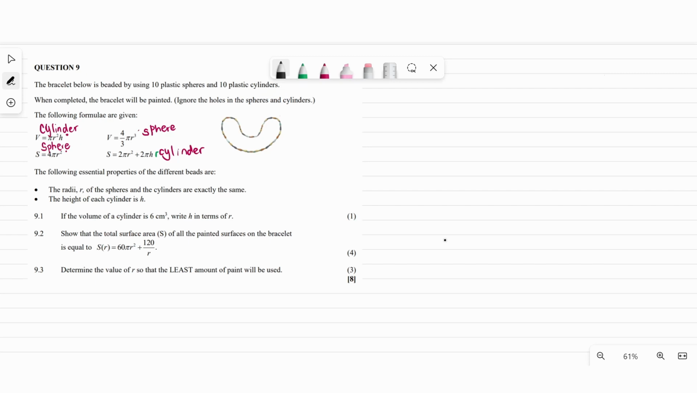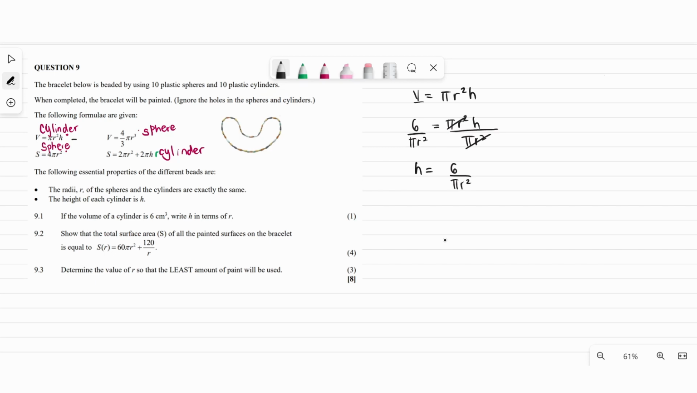So what is the volume of the cylinder? We know that volume is equal to 2 pi r squared h. But they tell us the volume is equal to 6 centimeters cubed, right? So it's going to be 6 is equal to 2 pi r squared h. Then we need to make h the subject of the formula, so I'm going to divide both sides by pi r squared. The pi r squared are going to cancel each other, therefore h is going to be equal to 6 over pi r squared. So you're done answering the first question, right?